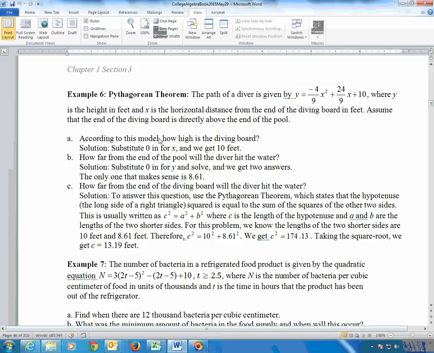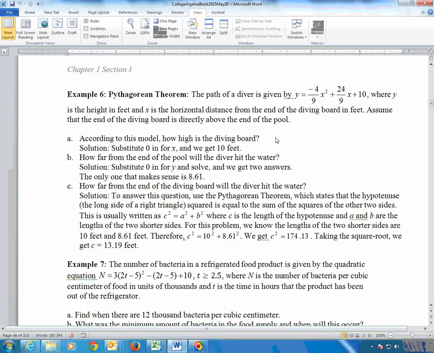Okay, in this example, we're going to be using the Pythagorean theorem, and it says the path of a diver is given by this equation right here, y equals negative 4/9 x squared plus 24/9 x plus 10, where y is the height in feet, and x is the horizontal distance from the end of the diving board in feet. Assume that the end of the diving board is directly above the end of the pool. Part A says, according to this model, how high is the diving board?